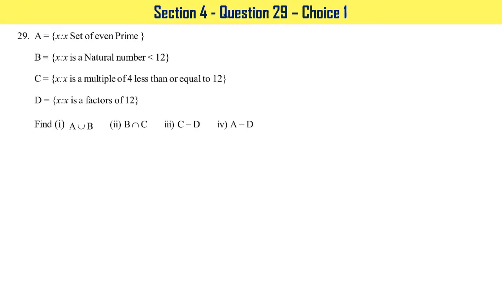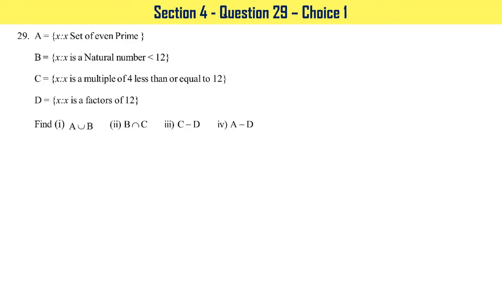A is a set of even primes. B is a set of natural numbers less than 12. And C is a set of multiples of 4 less than or equal to 12. D is a set of factors of 12, right? We are asked to find A union B, B intersection C, C minus D, and A minus D, right?